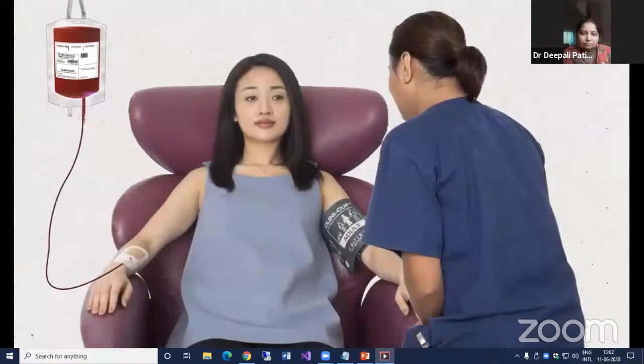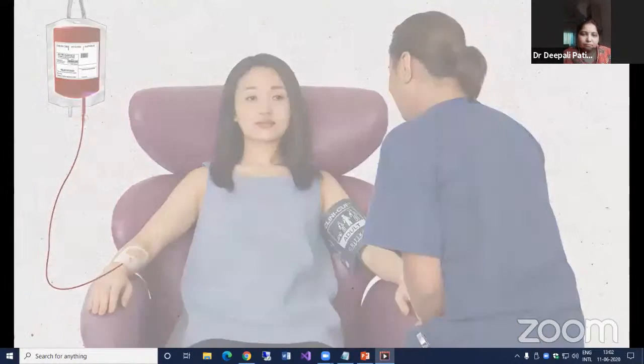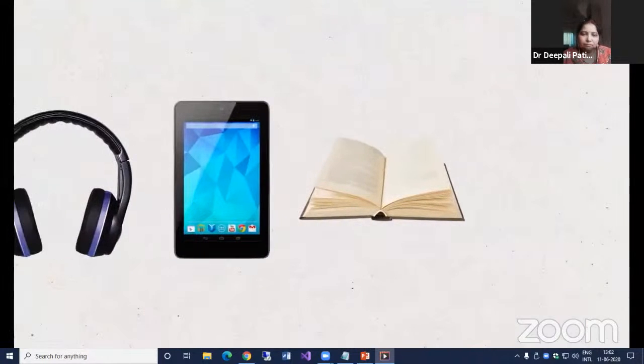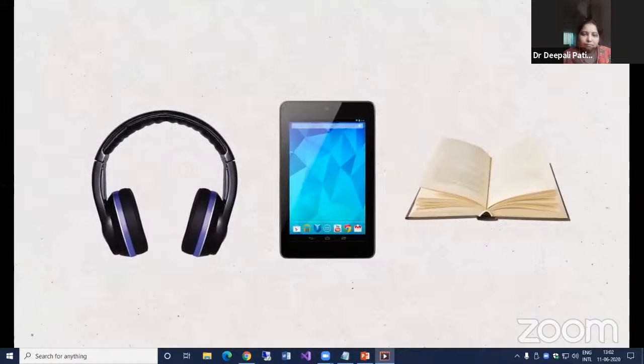You'll be observed before, during, and after your blood transfusion. If you feel unwell during or after your transfusion, you should inform your nurse or doctor immediately. People usually choose to bring a book, laptop computer or tablet, music, or other distractions to fill the time during the procedure.